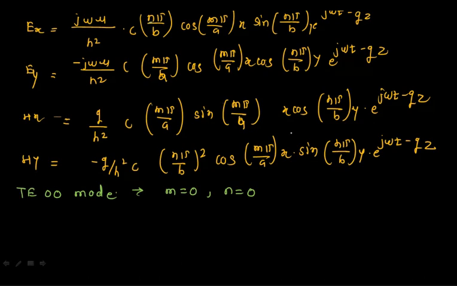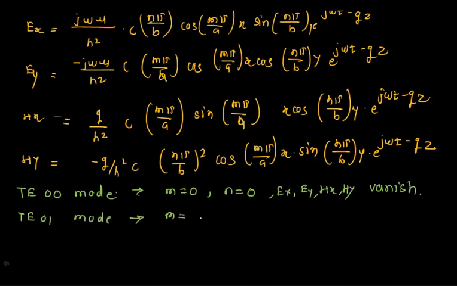Take m multiplied with all these things, so you can say all the components will vanish. Ex, ey, hx, hy will vanish, and this mode does not exist, and that's why you can't say that. What about the TE01 mode? In the TE, sorry, 101, m will be 0 and n will be 1.